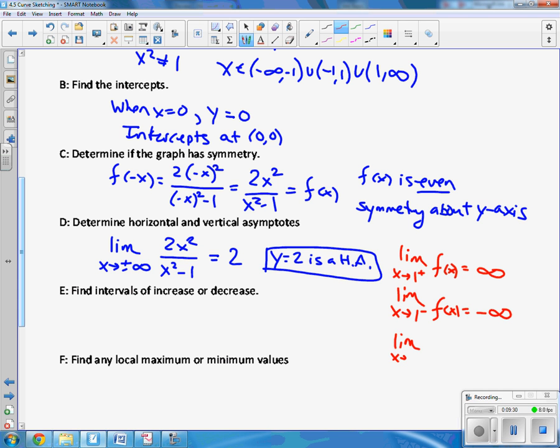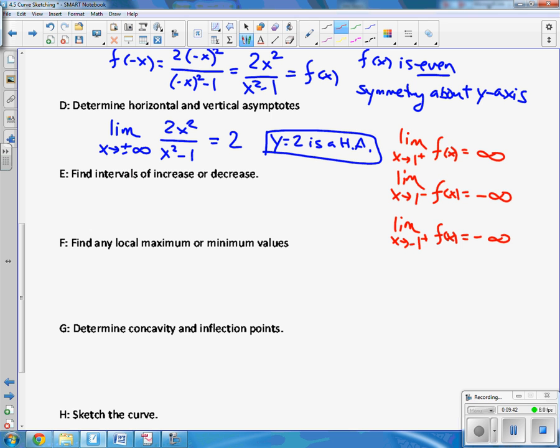So the limit as x approaches negative 1 from the right. This time, as I approach negative 1, I'm going to approach negative infinity. Okay, get a little bit more room here. And the limit as I approach negative 1 from the left, I'm going to approach positive infinity. So I just found 2 vertical asymptotes, x equals 1 and x equals negative 1 are both vertical asymptotes for my function.